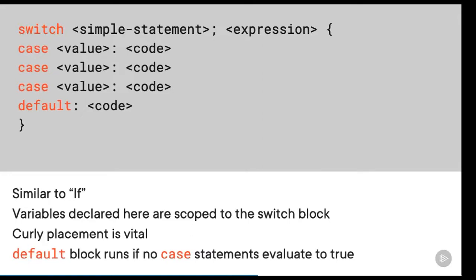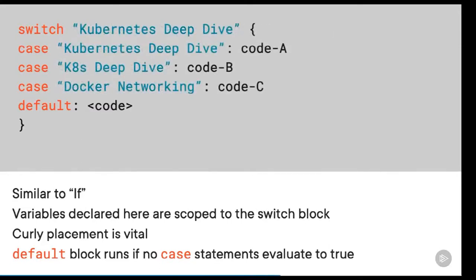Okay, well, to keep it simple for now, we won't bother with a simple statement and we'll go straight with a simple expression, Kubernetes deep dive. Right, well, Go puts that value in memory and then for each case statement, it looks for a match. Well, in this example, we match on the first case and we execute this block of code here.